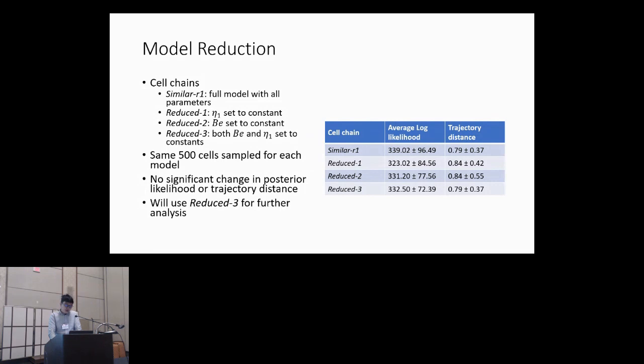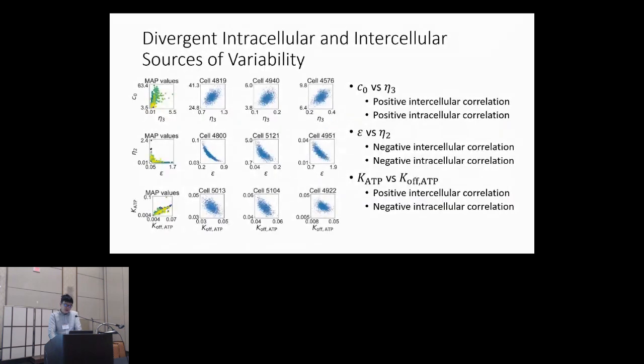So we will use reduced 3 for further analysis. Next, we analyzed sample parameters in pairs. We observed competing sources of cell heterogeneity.